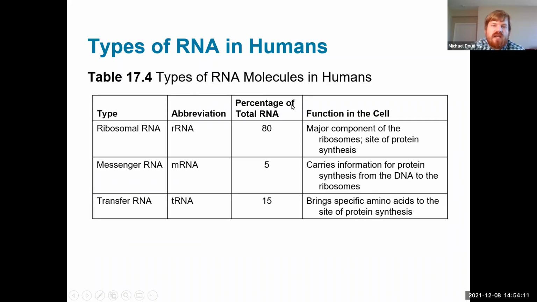Okay, so as a total percentage of RNA, ribosomal RNA makes up about 80% of it because you're constantly pumping out proteins, just nonstop. Messenger RNA makes up about 5%, and that's because messenger RNA can be read again and again and again until it decomposes. And then transfer RNA is used in these same reactions as far as translation goes to bring specific amino acids to protein synthesis. And that makes up about 15% of the total RNA in your cell.